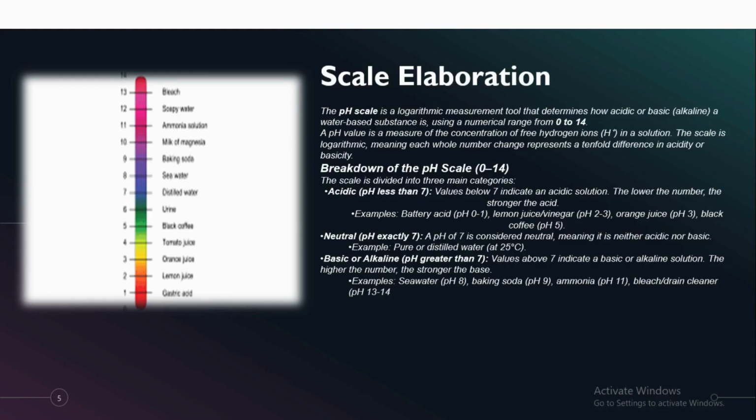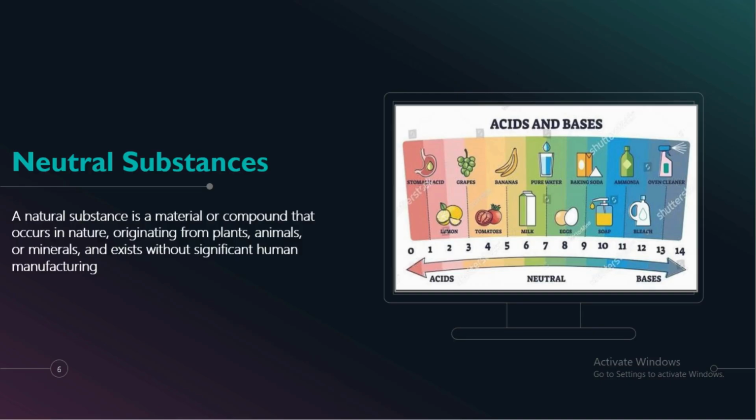Here is the breakdown of the pH scale. The scale is divided into three main categories. Acidic pH is less than 7; values below 7 indicate acidic solutions. The lower the number, the stronger the acid. Neutral pH is 7, while basic or alkaline pH is greater than 7.